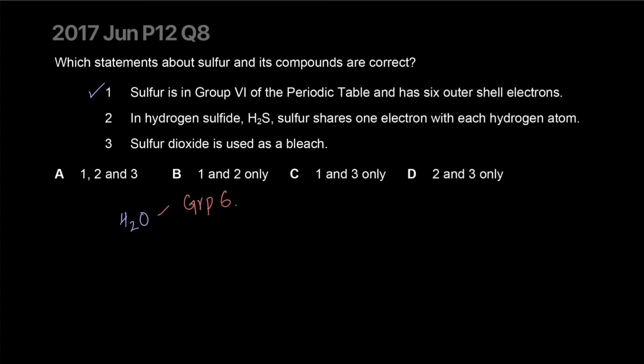I hope that wasn't the case when you were solving it, because sulfur dioxide is used as a bleach. When you take wood to make paper, the wood is brown in color, so the sulfur dioxide bleaches it out. That's one major use of sulfur dioxide. It's used to make wood pulp white. So that's also true. All 3 of these are true, and the correct answer is A.